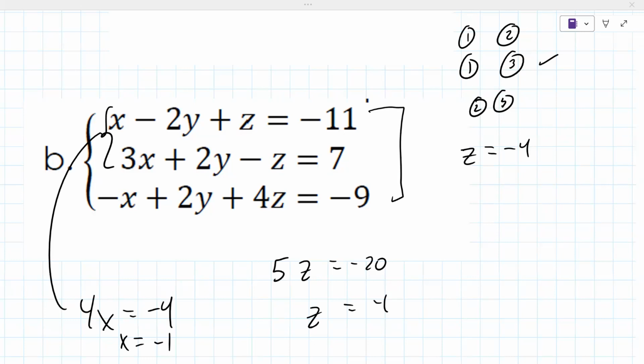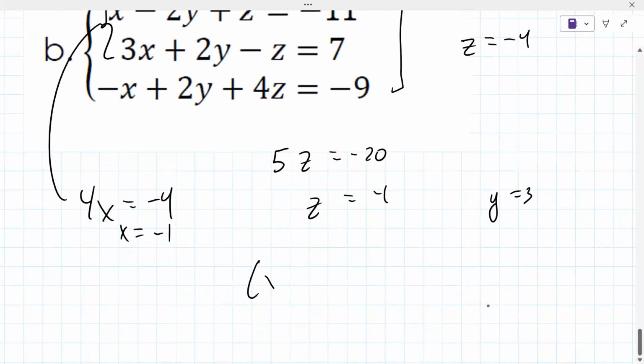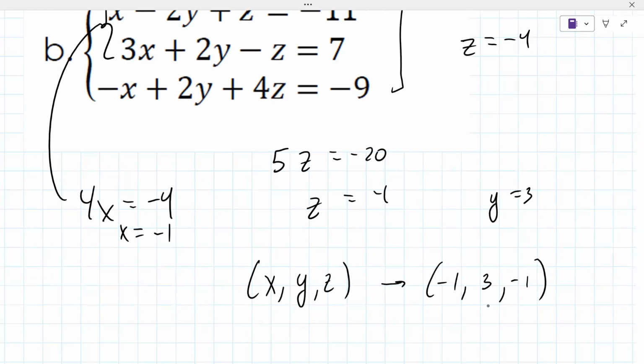Okay, that sounds good. Now, one of the things I'm not doing here that I'll remind you of is you want to write it as an ordered triplet, X, Y, Z. Don't forget to put that down. You could lose a point here and there for something like that.